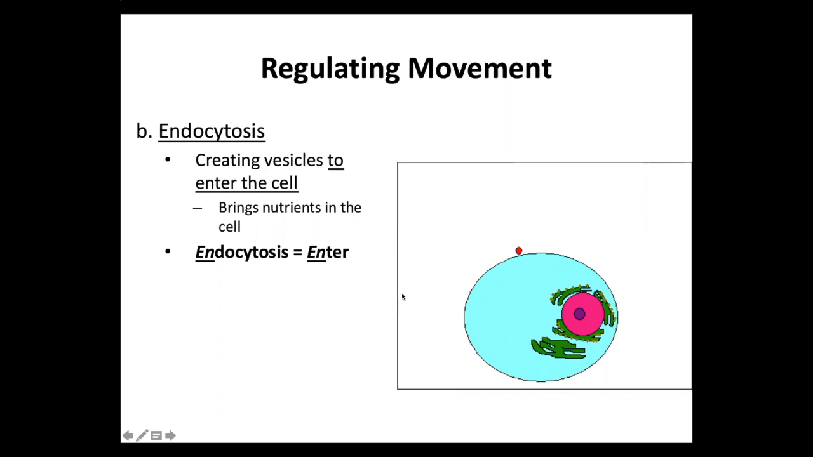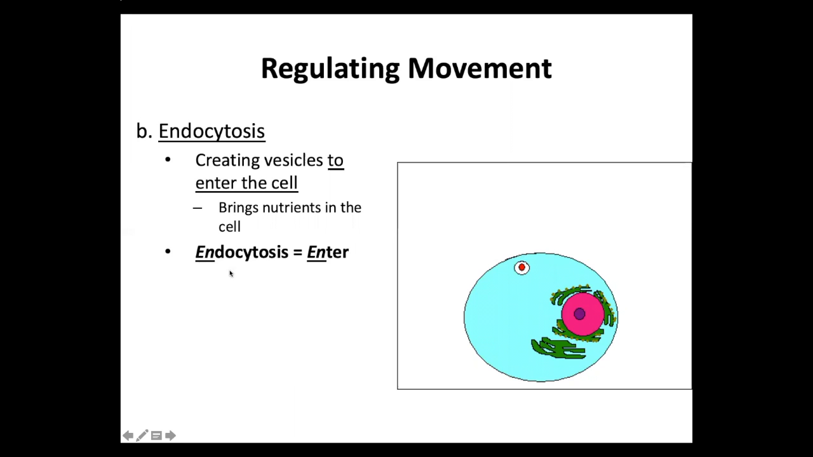So we have a backup solution. This membrane can wrap itself around it and pop off. And now we got a little bubble. And this bubble can drag it wherever it needs to go in the cell. If that's sugar, it can go to the mitochondria. We call this endocytosis.